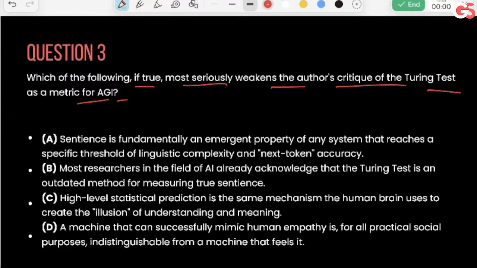ठीक है, देखते हैं. Sentience is fundamentally an emergent property of any system that reaches a specific threshold of linguistic complexity and next token accuracy. Most researchers in the field of AI already acknowledge that Turing test is an outdated method for measuring true sentience.